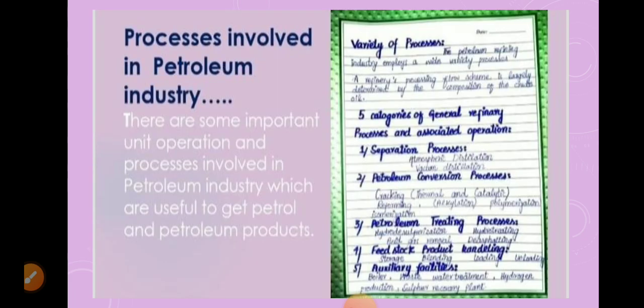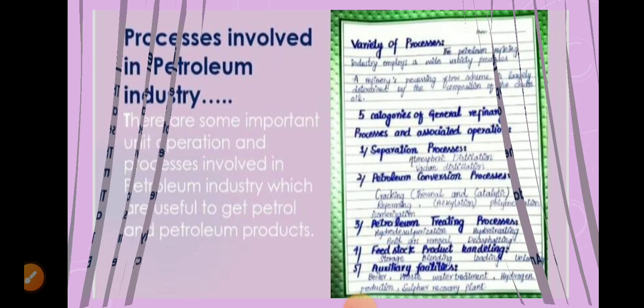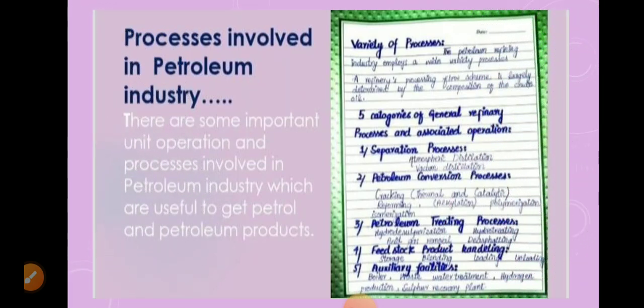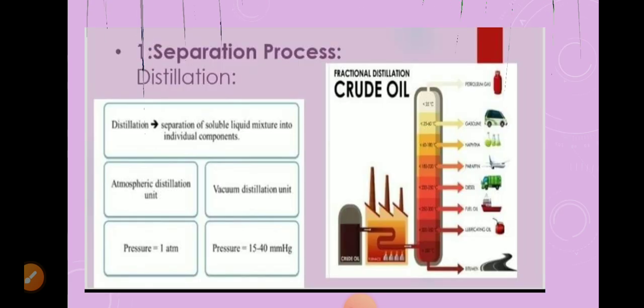and so on. In the previous slides, we discussed the operations and processes involved in industry in general. But here we will specifically discuss the operations and processes involved in the petroleum industry. These are usually categorized into 5 categories. First is the separation process. Second is the petroleum conversion process. Third is the petroleum treating process. Fourth is feedstock and product handling. And fifth is the auxiliary facility. We will discuss them one by one in the next slides.